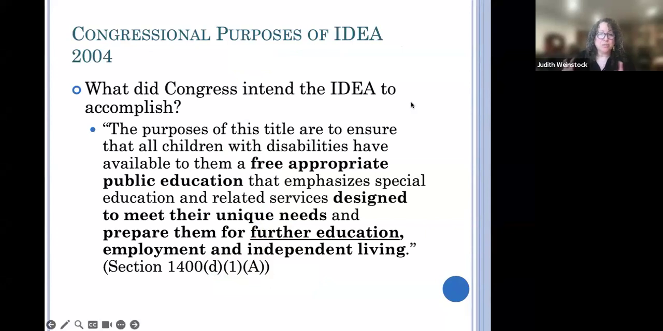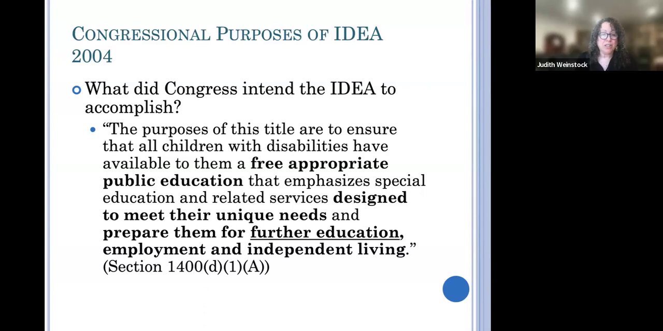And just to go over briefly what the background is, and what Congress intended to do with the IDEA. It says it right here, the purpose of this statute is to ensure that all children with disabilities have available to them a free, appropriate public education, otherwise known as FAPE, that emphasizes special education and related services designed to meet their unique needs and prepare them for further education, employment, and independent living. So, key terms: free, appropriate public education. That's what children and individuals with disabilities are guaranteed.